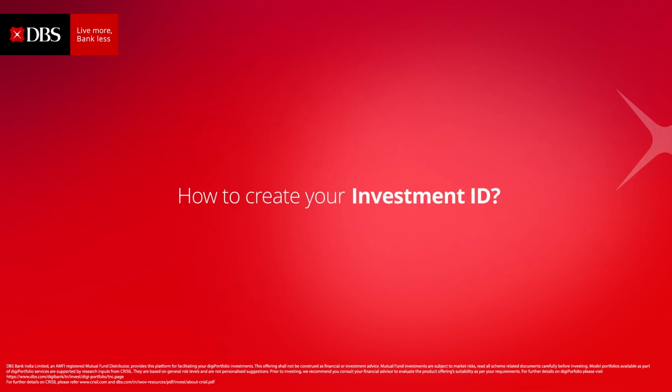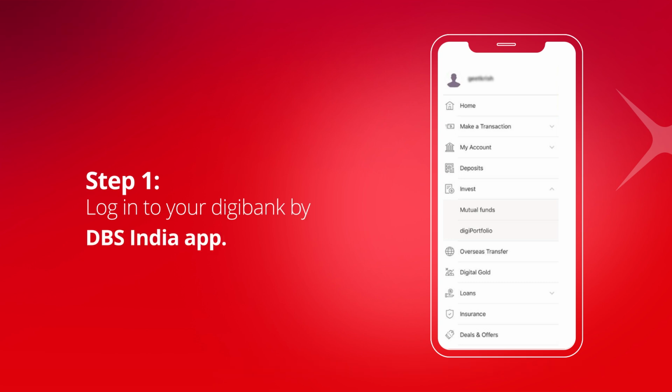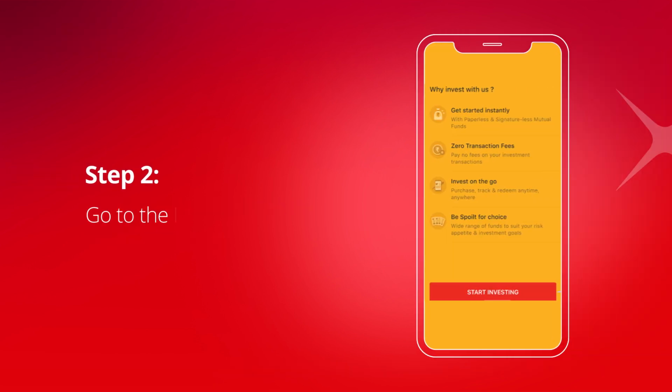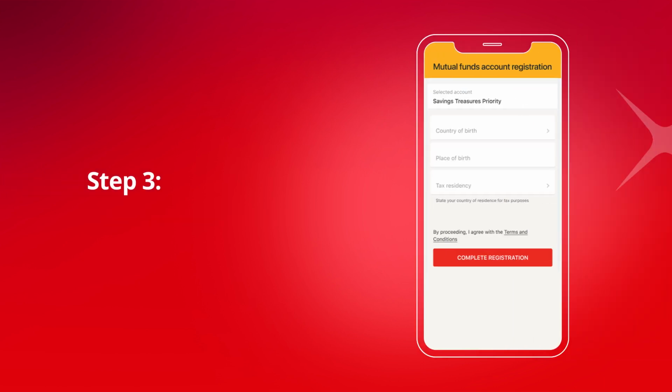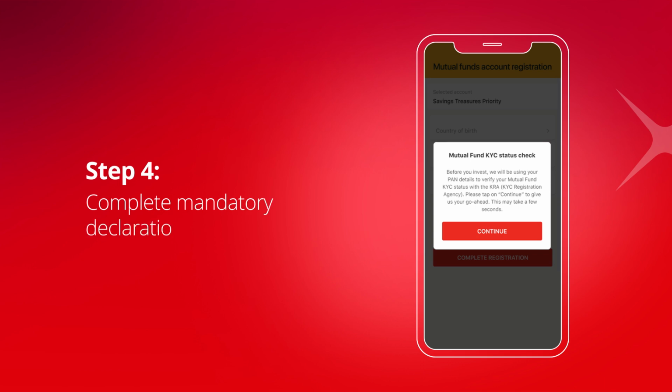How to create your investment ID. Step 1. Log into your DigiBank by DBS India app. Step 2. Go to the investment section, tap on Start Investing, and select Create Investment ID. Step 3. Verify your details. Fill in your PAN details. Complete KYC.